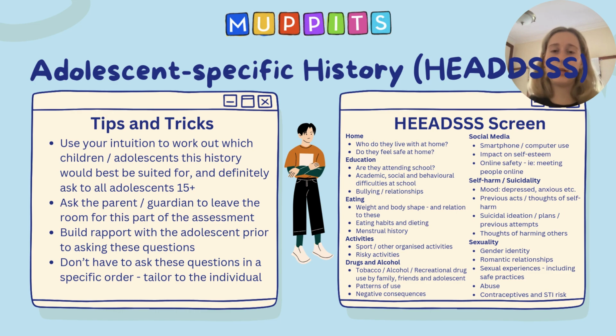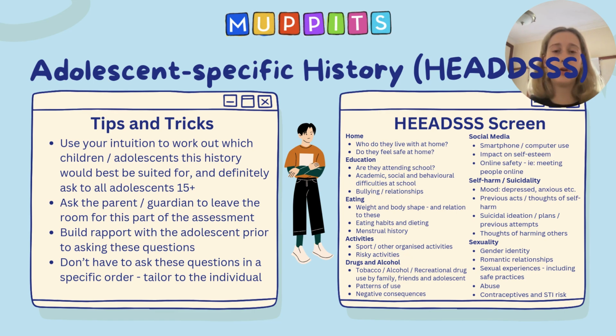So it's really important to ask the parent or guardian when you're going to do this part of the assessment to leave the room briefly. And these questions can be quite invasive, particularly if the adolescent doesn't know you well. So make sure you try and build a little bit of rapport prior to asking the question.